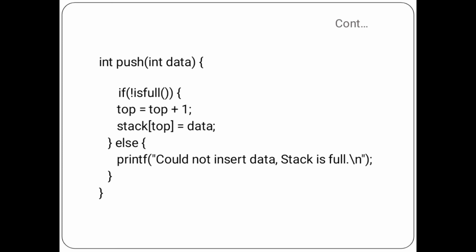Next one, push. In this push, we declared int data, and after that we are checking the is_full condition. To push any data, we have to check whether the stack is full or not. If the stack is not full, top is equal to top plus 1. We are incrementing the top, and stack of top is equal to data, so the data will be inserted at the top of the stack. If the condition fails, meaning the stack is full, then we move to the else condition, and it will show a message like could not insert data because stack is full. So I think the stack operation is clear.